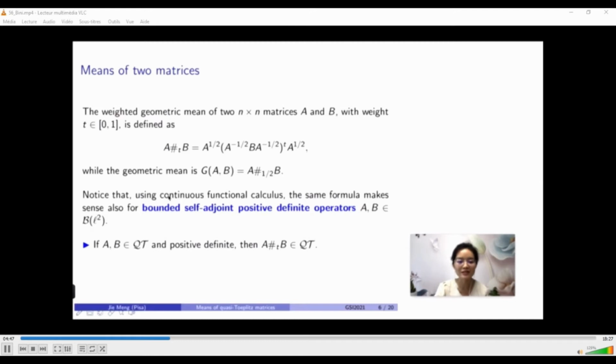And we found that using continuous functional calculus, this formula makes sense for bounded self-adjoint positive definite operators. So that for positive definite Qt matrices A and B, this weighted geometric mean of A and B is well defined. And using the continuous functional calculus, we prove that this mean is in the Qt class.